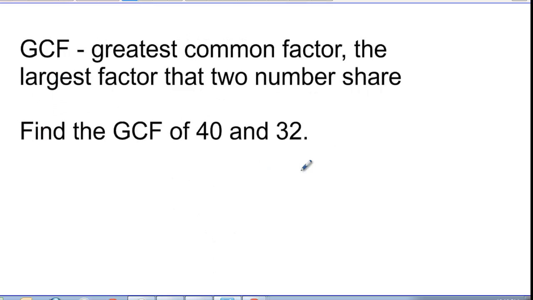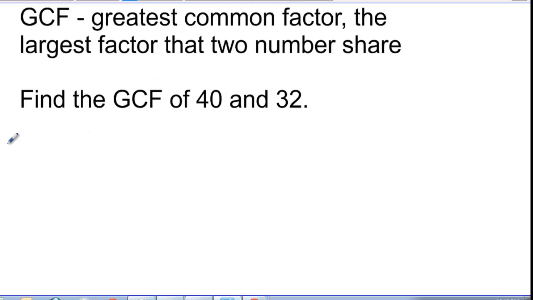Here's some more vocabulary. The greatest common factor of 2 or more numbers is the largest factor that 2 or more numbers share. So in this case, I'm asking you to find the greatest common factor of 40 and 32. And there's 2 ways I can do that. One involves just listing the factors of 40 and 32. So I'm going to start by just listing the factors of 40.